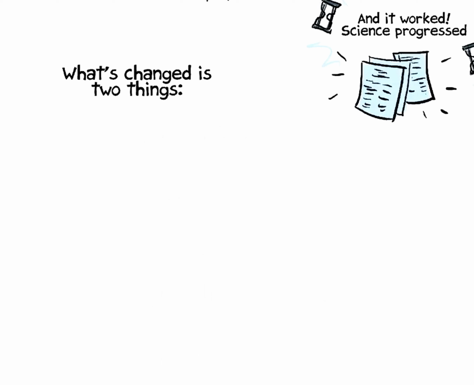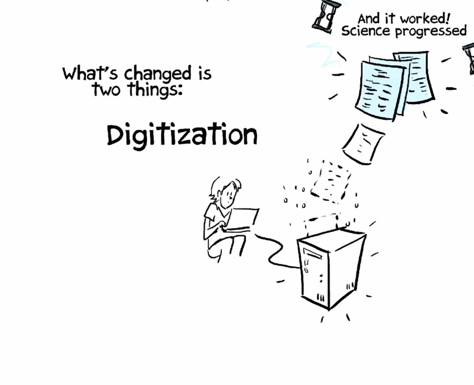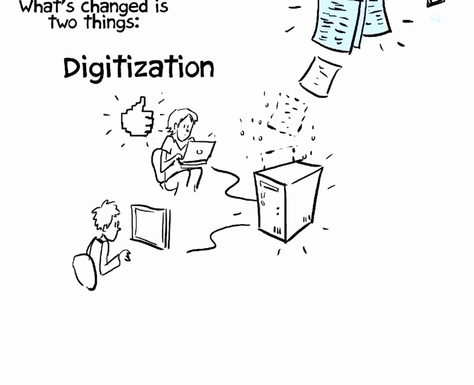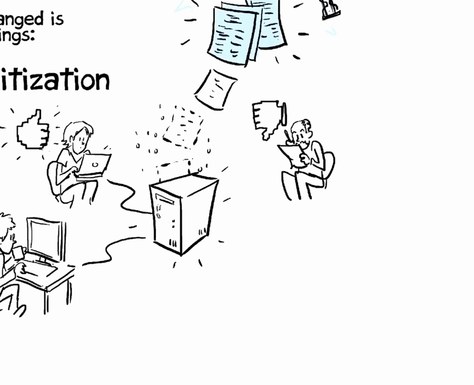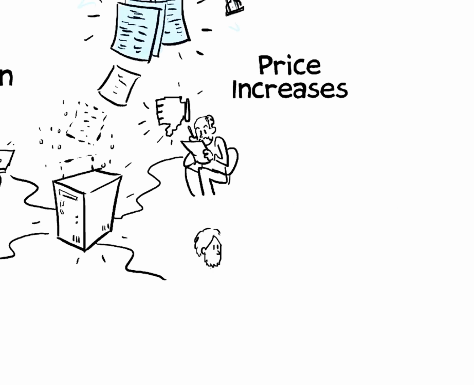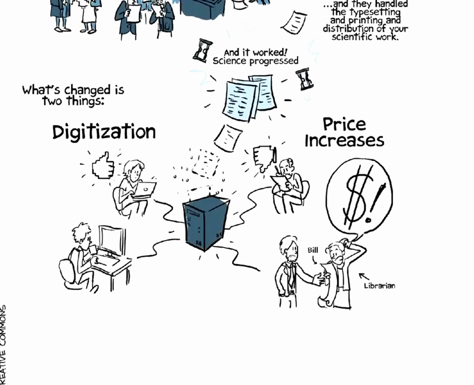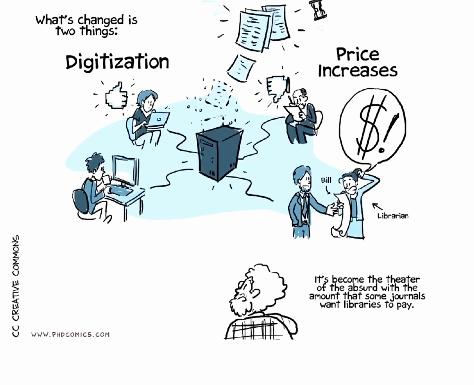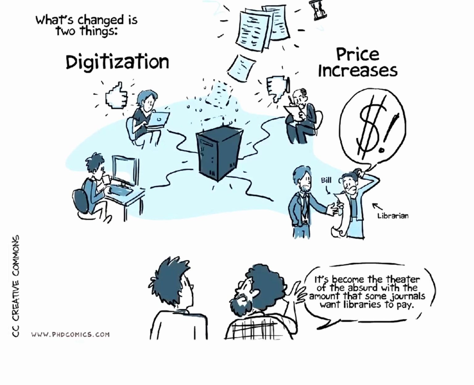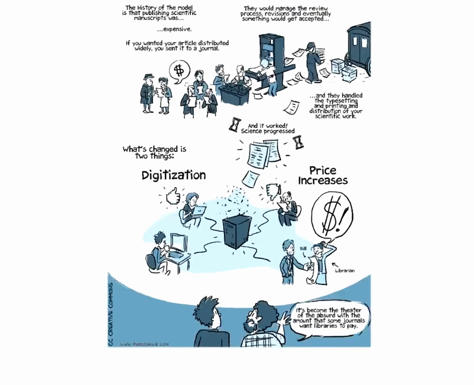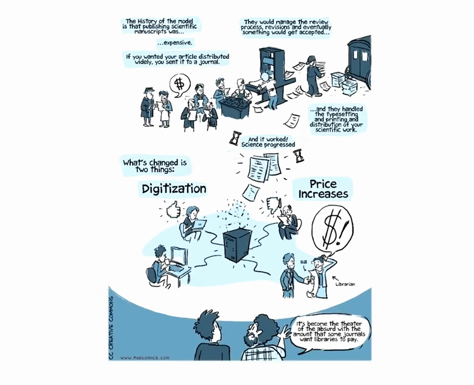And what's changed is really two things, in essence. First is digitization. You can now do everything electronically instead of printing it. And the second is that the journals started ratcheting up the price of subscriptions to many of their journals. And so those two things came sort of to a head where it's become almost the theater of the absurd with the amount that some journals want libraries to pay to subscribe to the journal.